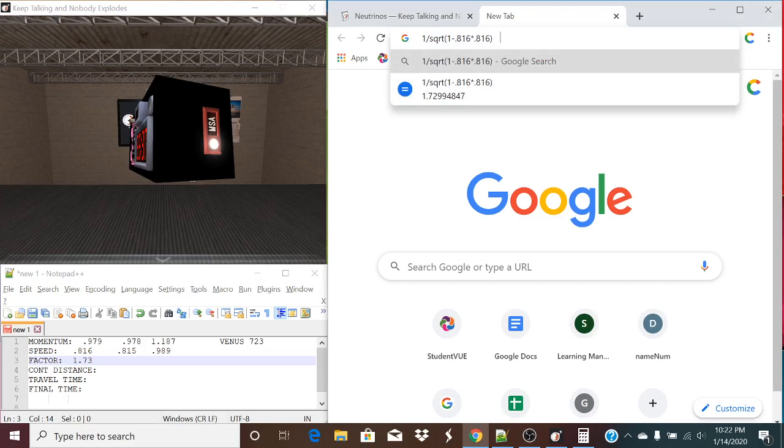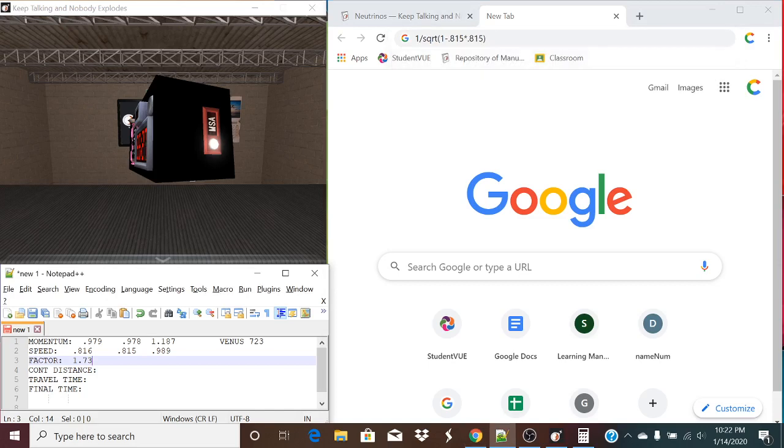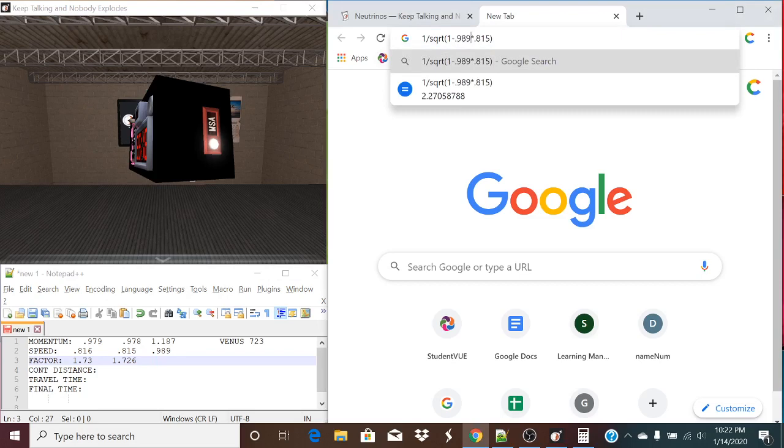Next up, 0.185 in this case. We can just swap these two numbers. That's going to give us a 1.726. 1.726. And a 0.989. Is a 6.761.